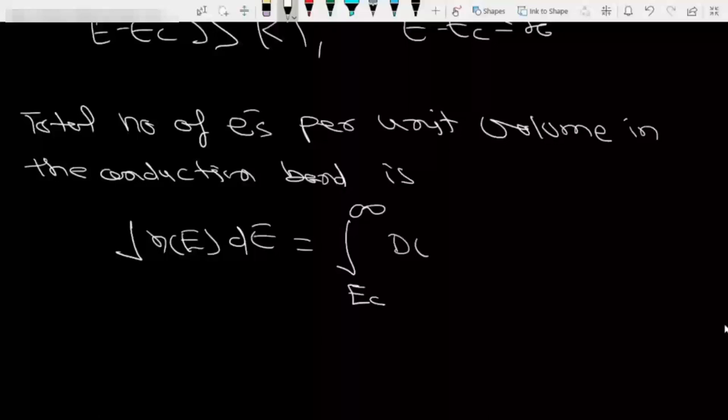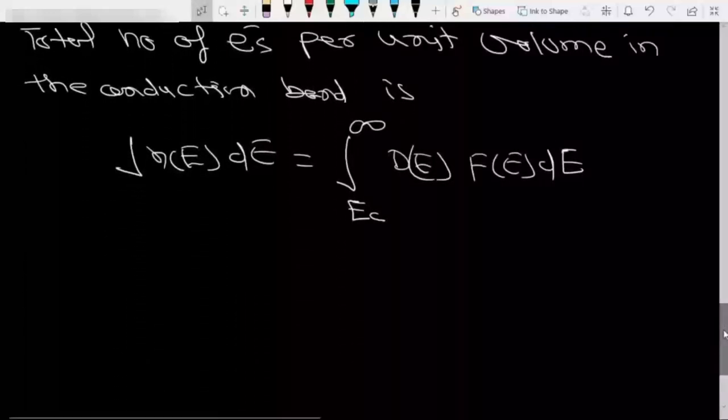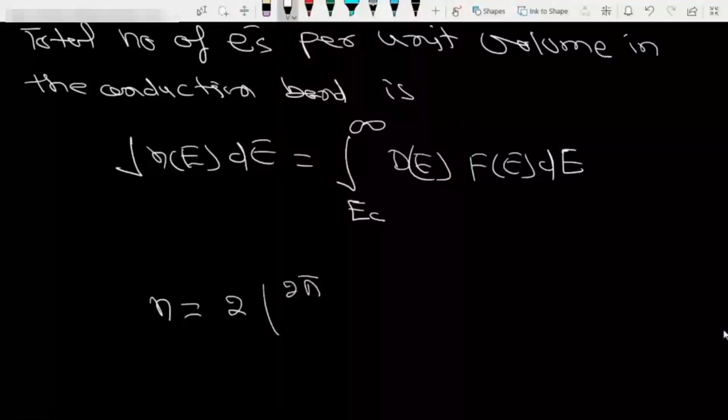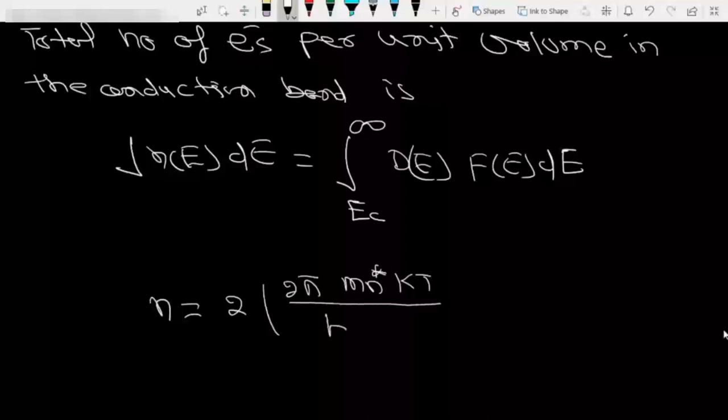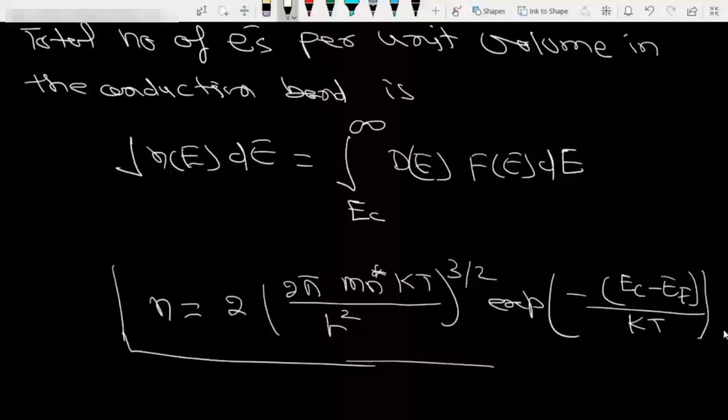So which is equal to dE, FE or D. By putting the value above, this value here, and by considering various assumptions, we can solve this equation, and after solving this equation we can get N equal to 2 into (2 pi mn* kT by h square) to the power 3 by 2 exponential minus (EC minus EF) by kT. So this is the number of electrons present in the conduction band.